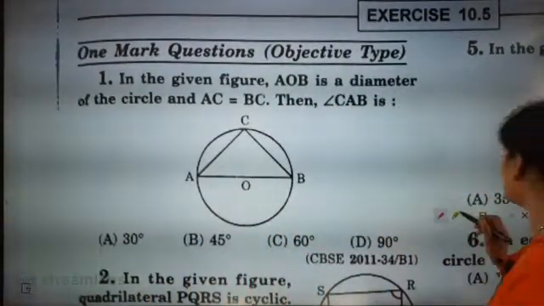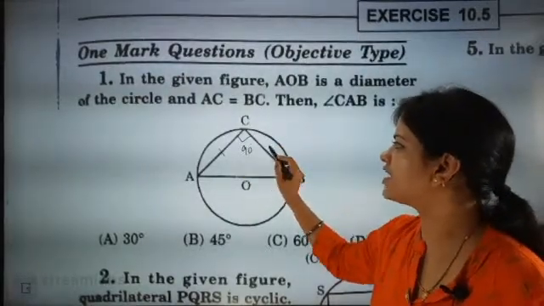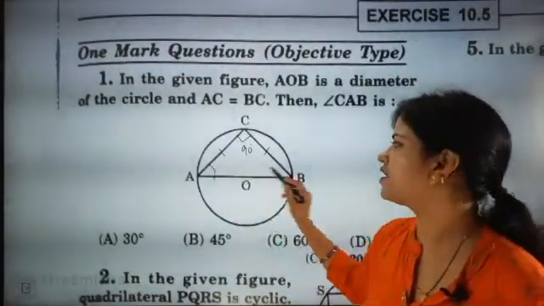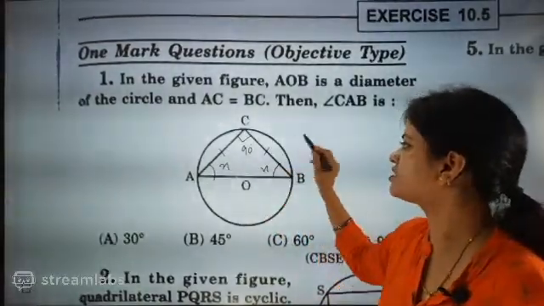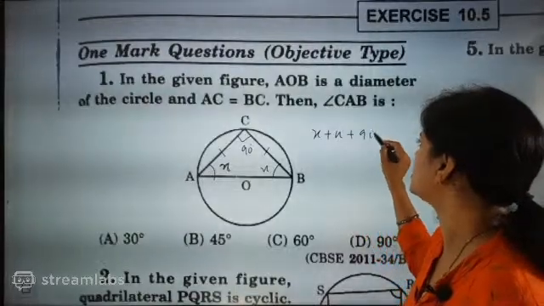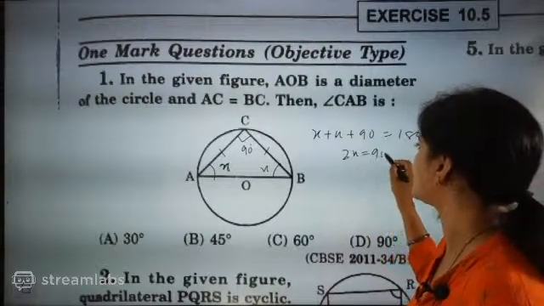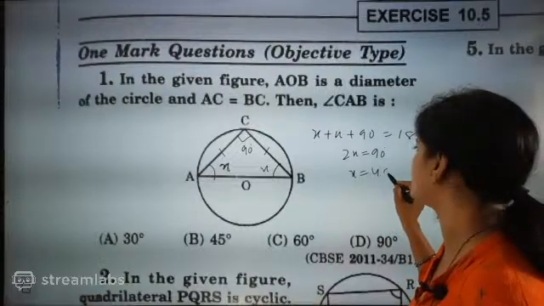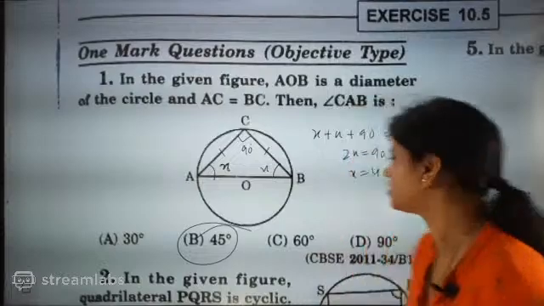Yes, angle CAB will be 45 degrees. Why? Because this is 90 degrees, and if this side is equal to this side, then angles opposite to equal sides of a triangle are equal. It will be x, it will be x. So x plus x plus 90 will be equal to 180 degrees. So 2x will be equal to 90 degrees. So x will be equal to 45 degrees. So B is going to be the correct answer. Yes.